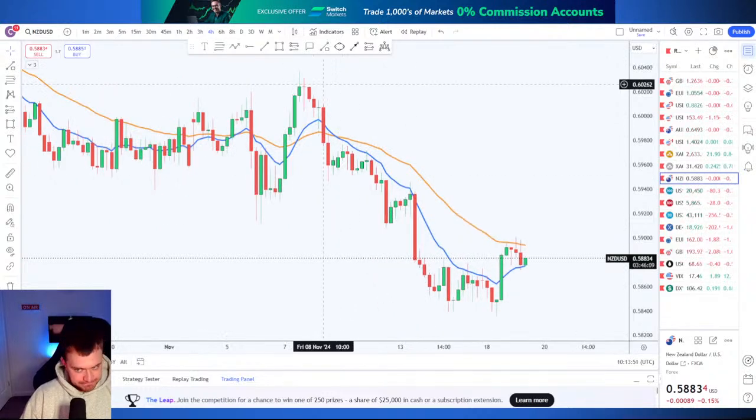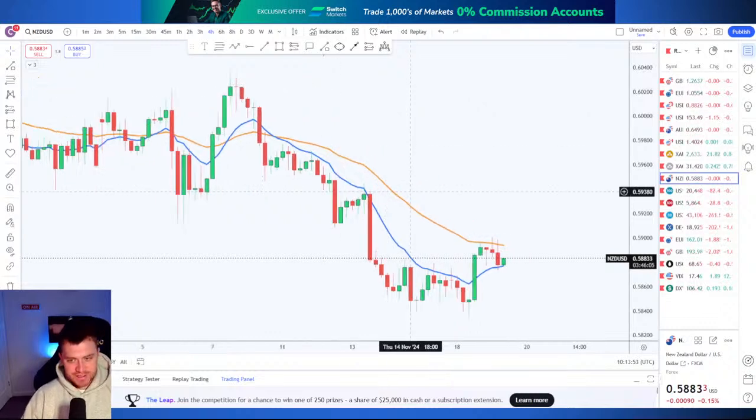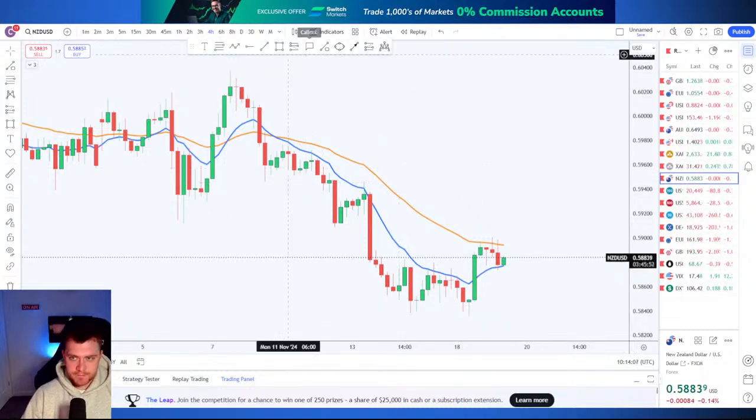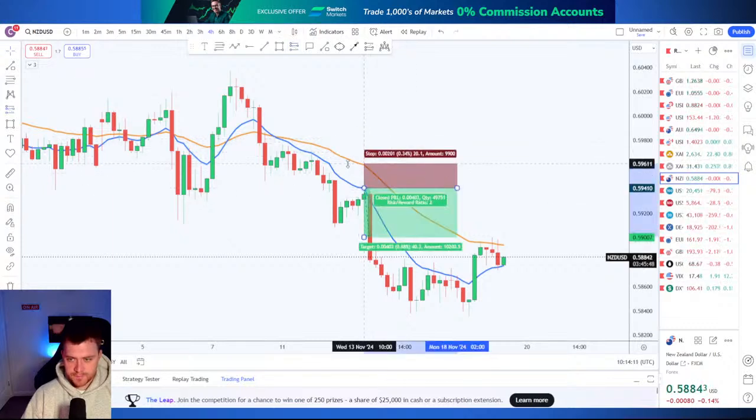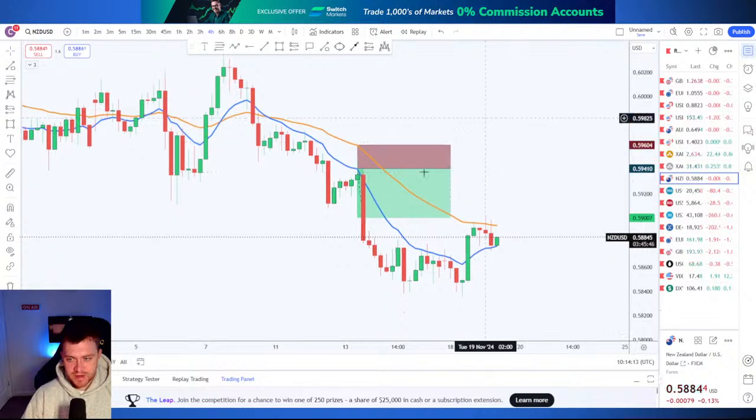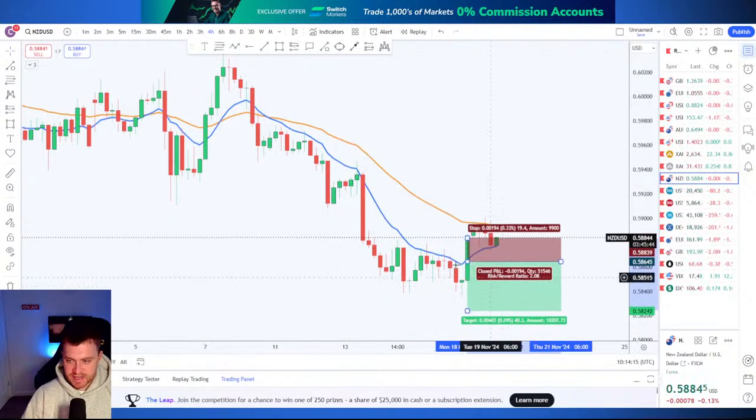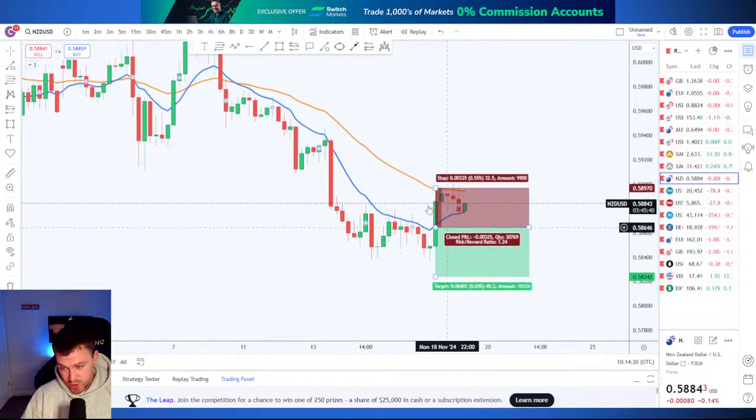NZD USD, again, there are lots of lessons we're learning here, and the biggest lesson is always enter at the first test if it's a sufficient test, i.e. a 30 pip gap. For example here, short there, stop loss was only 20 pips, we wouldn't have entered. Then we got another test here. Stop loss was 32 pips.